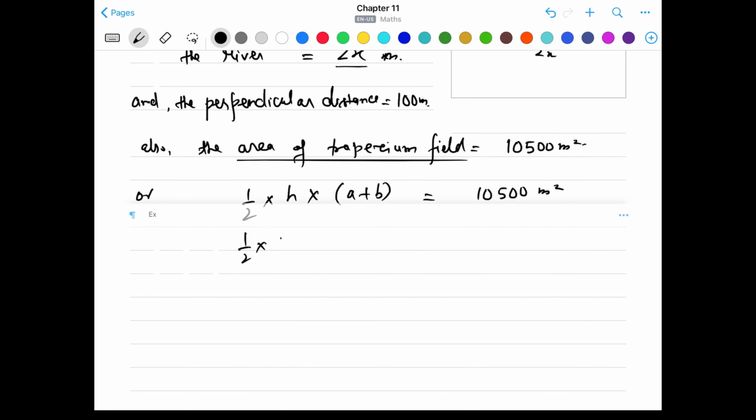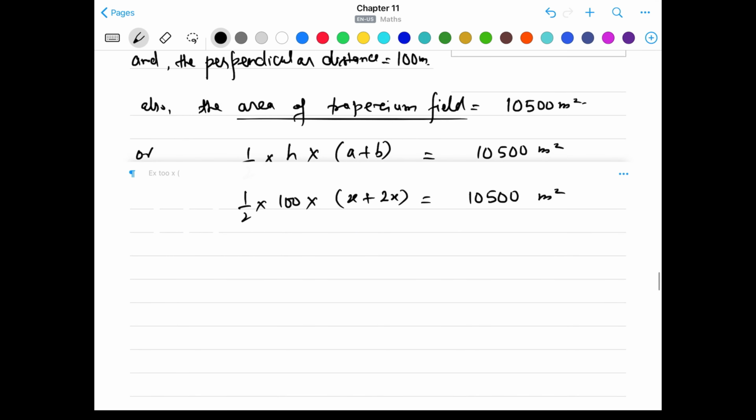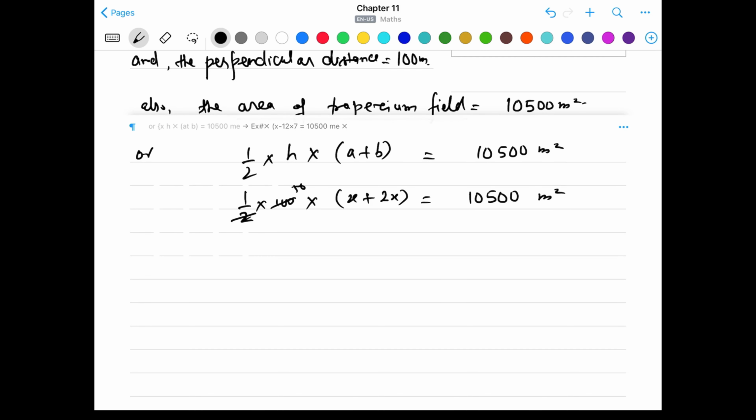Okay, so we have 1 by 2. The height between the parallel sides is 100 meter, and we have taken one side as x and the second one as 2x, equals 10,500 meters square. Now let's solve this. This 100 divided by 2 will give us 50 here. Let's move this 50 to the other side. It will be x plus 2x, that is 3x. This 50 when shifted to the other side will be 10,500 divided by 50 meters square.